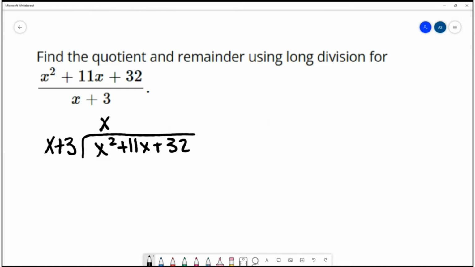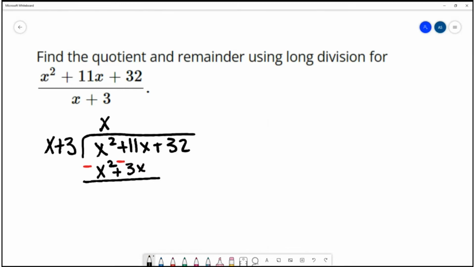And we're going to multiply that x by both of these terms and write those terms down here. Let's do that multiplication. X times x is x squared. X times 3 is 3x. And the next step in the process is to subtract. So I'll change these signs. Both of them are positive. We change it to negative to subtract.